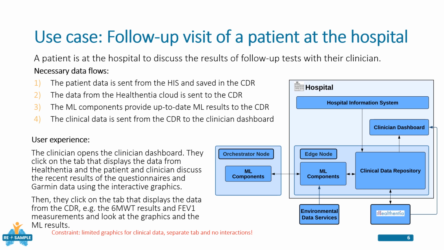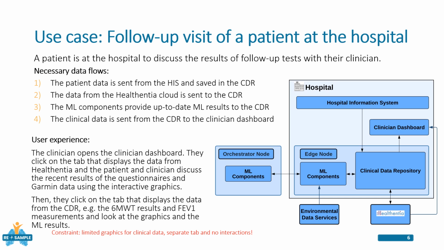The patient data needs to be sent from the hospital information system and then saved in the clinical data repository. The data from the Healthentsia cloud is sent to the clinical data repository. The machine learning components provide up-to-date machine learning results to the clinical data repository, working together with the orchestrator. And the clinical data is sent from the clinical data repository to the clinician dashboard. Remember, this is why the clinician dashboard needs to be inside of the hospital, because sensitive data is shown there.